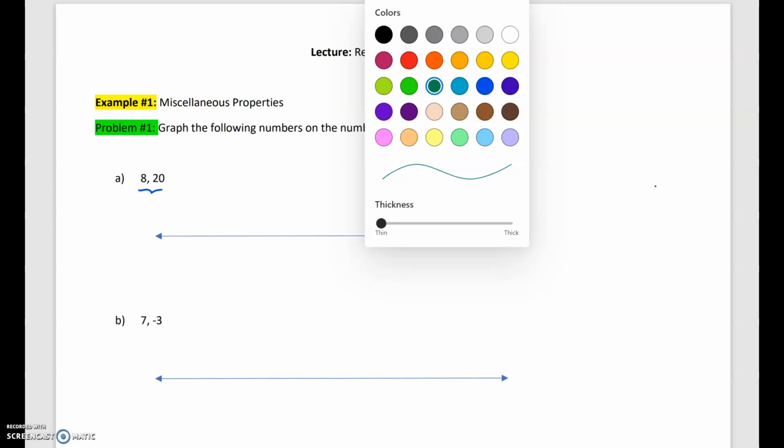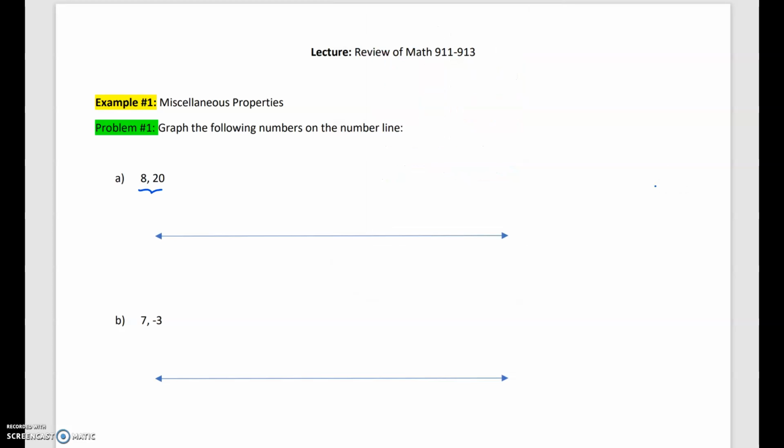So we typically just do this to some sort of a scale. In this case, I'm just going to put 0 here, and then this will be 10, and I'm going to put this as 20. And not to scale, but I'm going to put this as the value of 8.